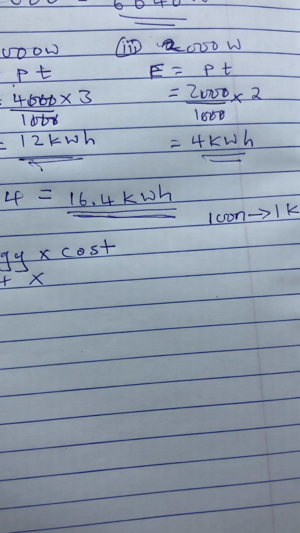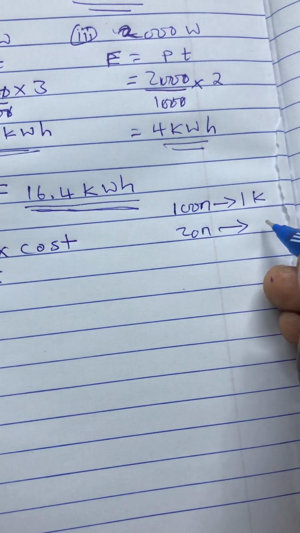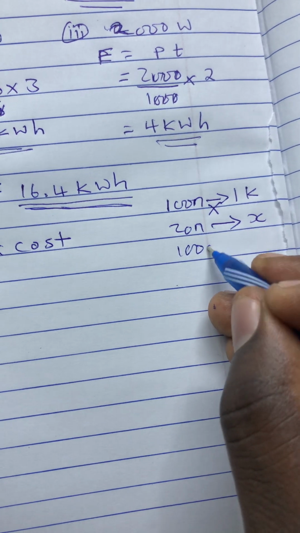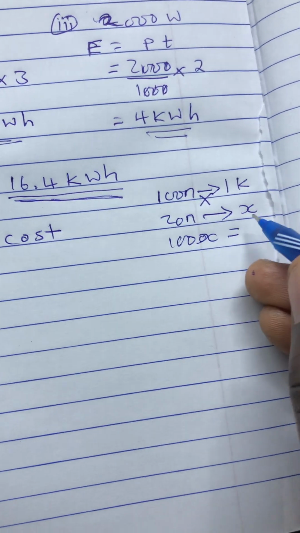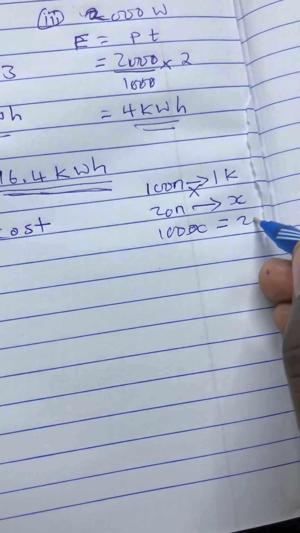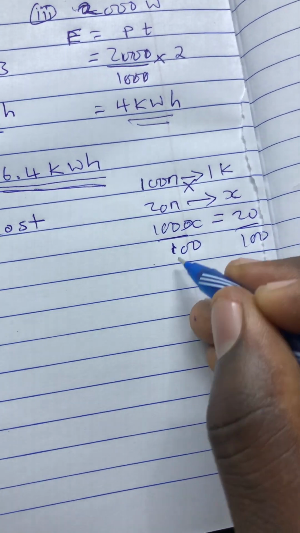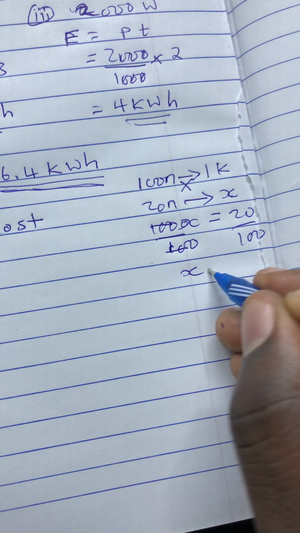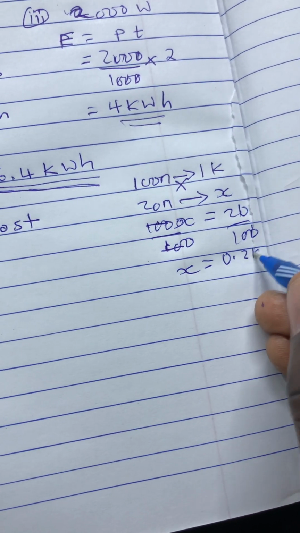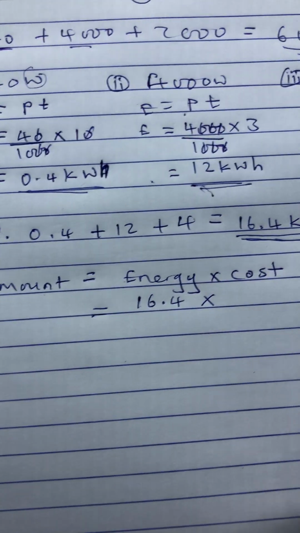So how many ngwe do we have? We have 20 ngwe, which we want to convert into kwacha. So you're going to cross multiply. 100x is equal to 20 times 1, which is 20, and then I divide by 100 throughout. I'm going to have 0.2 kwacha. So I've converted the ngwe into kwacha.